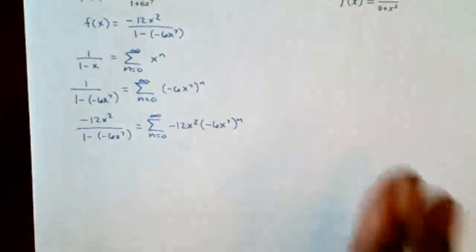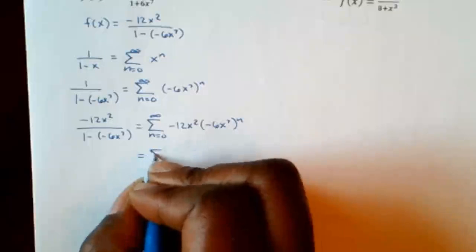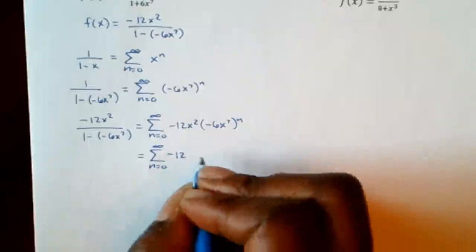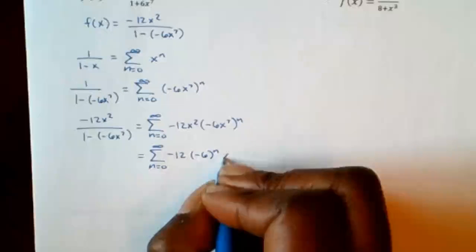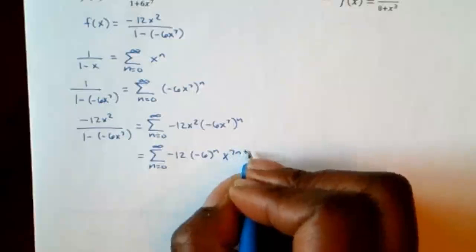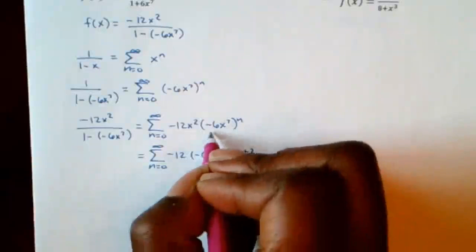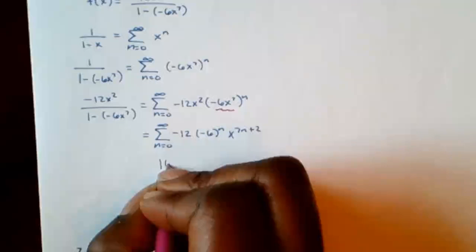So again, technically I'm done, but I want to clean this up a little bit. So when I clean this up, I get the sum n equals 0 to infinity of negative 12 times negative 6 to the n times x to the 7n plus 2. Now to find my interval of convergence, I'm going to take that r value, the negative 6x to the 7th, do the absolute value of that.